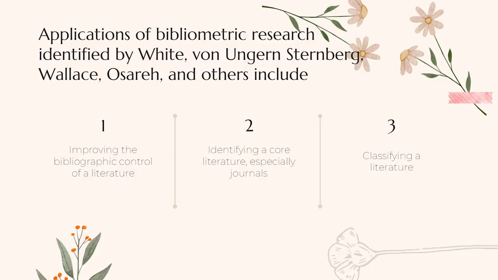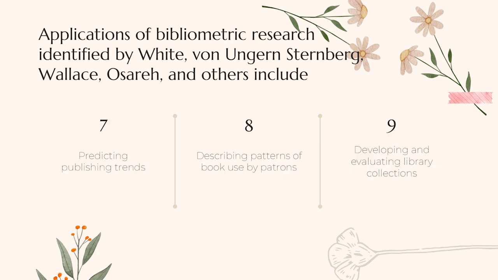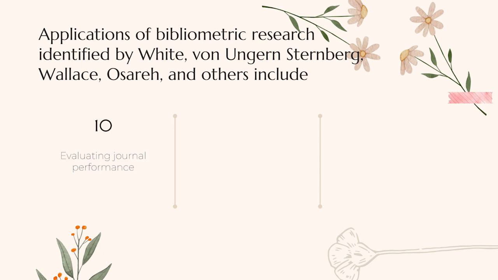Applications of bibliometric research identified by White, Boone, Sternberg, Wallace, Ossery, and others include improving the bibliographic control of literature, identifying a core literature, especially journals, classifying a literature, tracing the spread of ideas and growth of a literature, designing more economic information systems and networks, improving the efficiency of information handling services, predicting publishing trends, describing patterns of book use by patrons, developing and evaluating library collections, and evaluating journal performance, for example, citation impact.